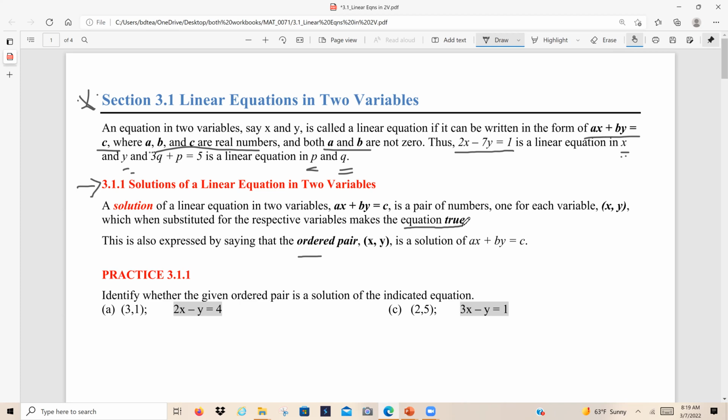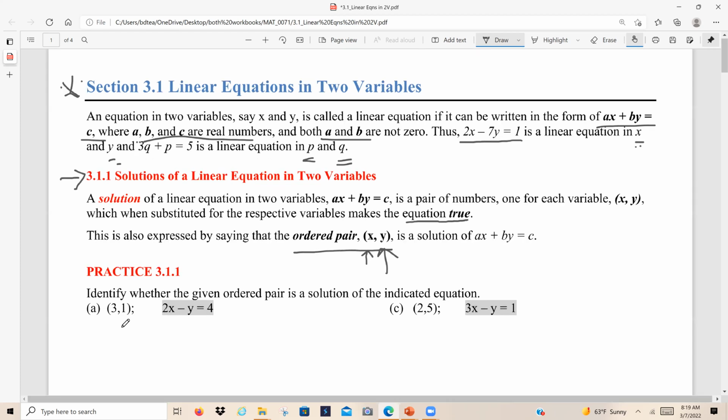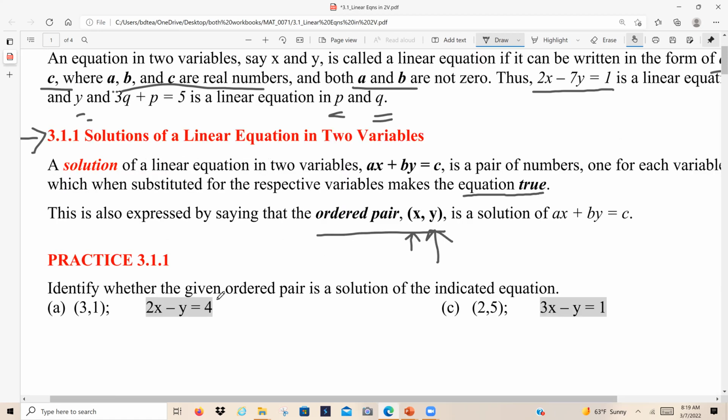This is an ordered pair, x and y. Remember, x is always the first coordinate in the ordered pair, and y is always the second coordinate. Let's look at the first example. Identify whether the given ordered pair is a solution to the indicated equation. You can pause here and do the substitution to determine if the ordered pair makes the equation true.